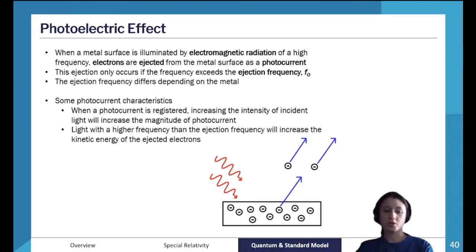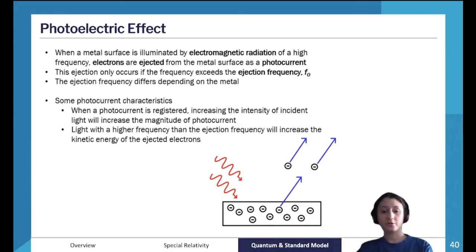The electrons only jump out if the light has a sufficient frequency. We call this f0, and the ejection frequency differs depending on the metal, right? Some metals you need a lower frequency, some metals you need a higher frequency to get any electrons out. So if your frequency is too low, you can be shining the light on the surface of the metal and no electrons will come out. Even if you have a really, really bright light, no electrons will come out.